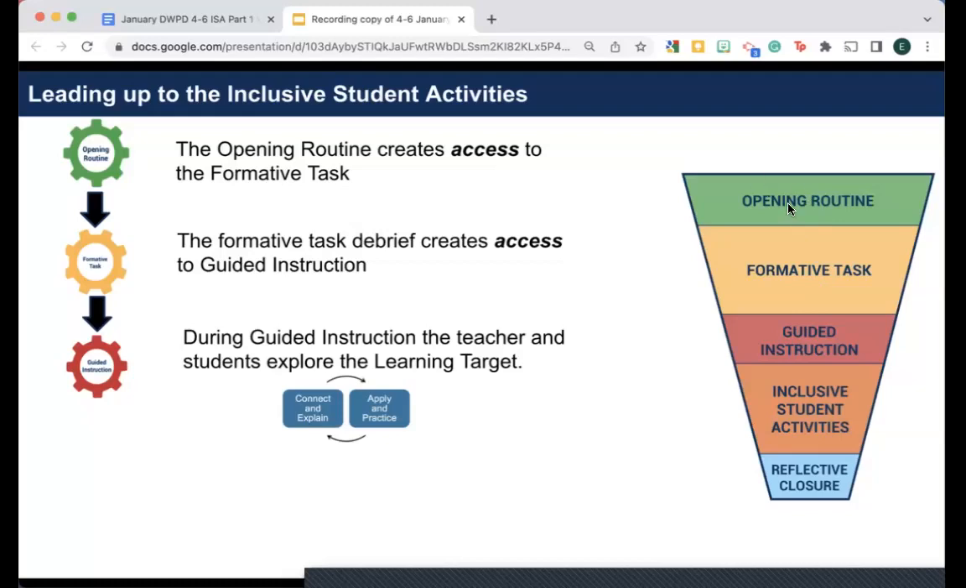By showing simple opening routines with our kids, we're giving access to the ideas, the vocab, the strategies, the models that they might use when they get to the formative task.